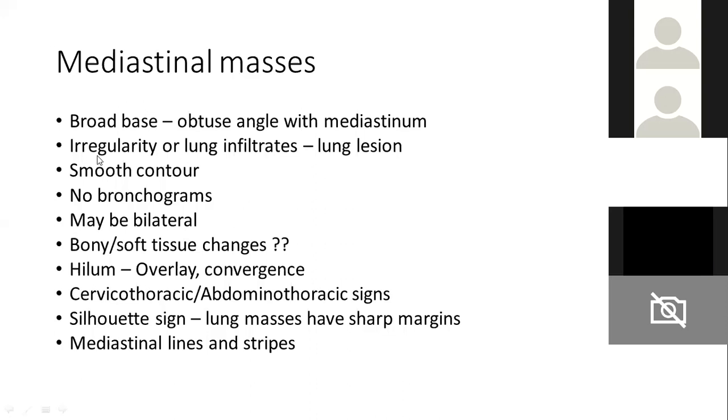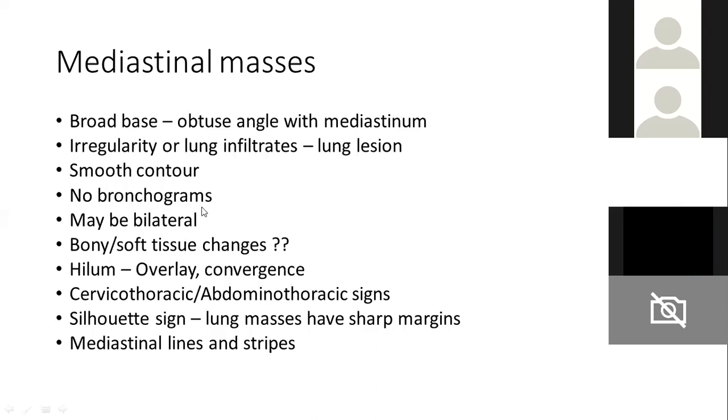Second, I would personally prefer to add this: if there are any irregularities or lung infiltrates, think of either a mediastinal lesion infiltrating into the lung or a lung lesion itself, like a bronchogenic carcinoma or a small cell carcinoma. But a smooth contour is most often seen with the mediastinal mass. The lateral margin, if it is smooth, it is more likely to be mediastinal, and if it is irregular, it is more likely to be a lung lesion.